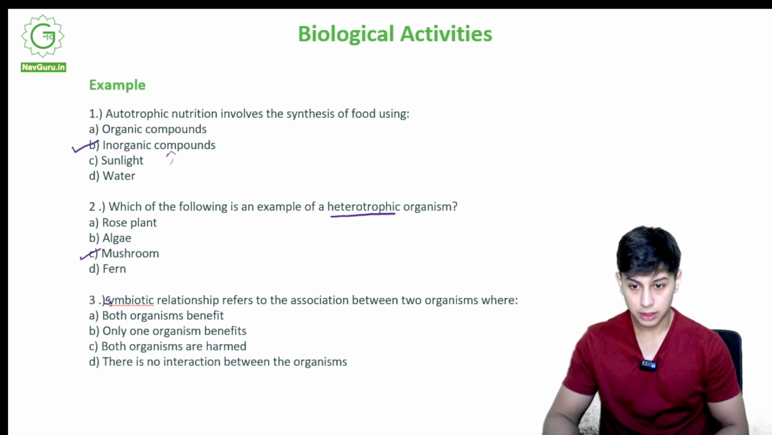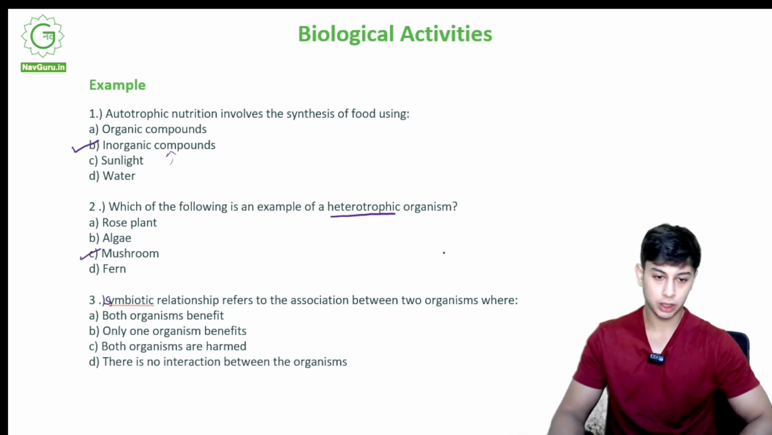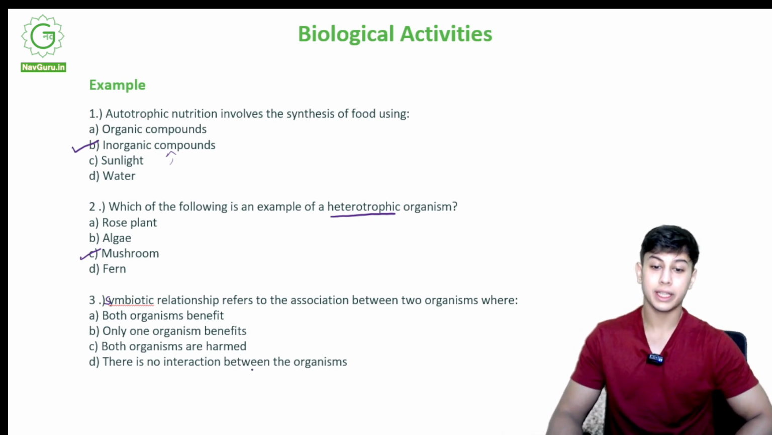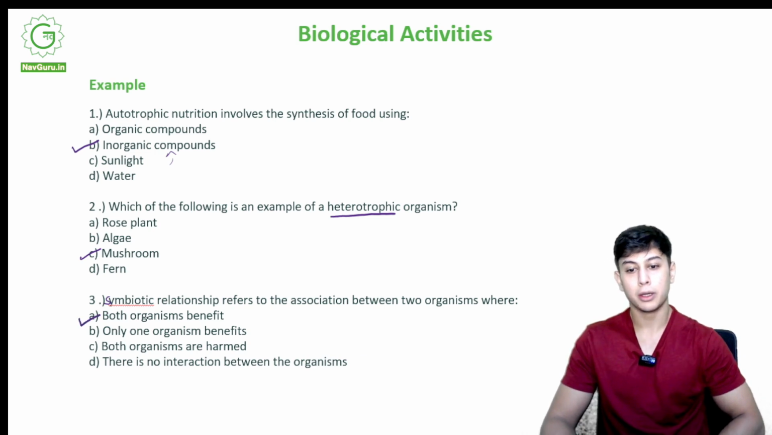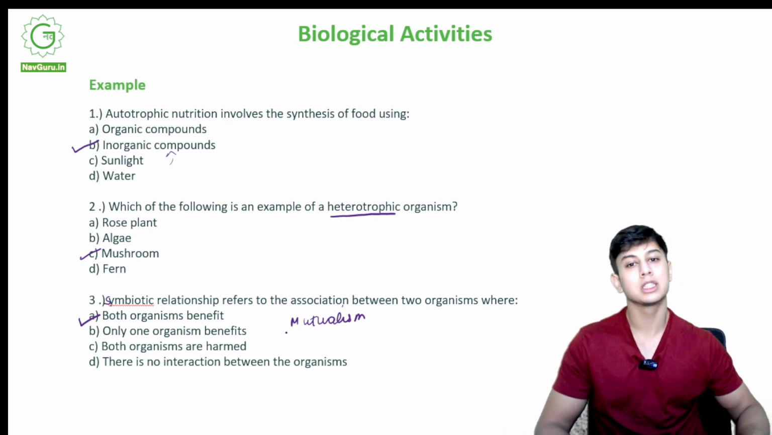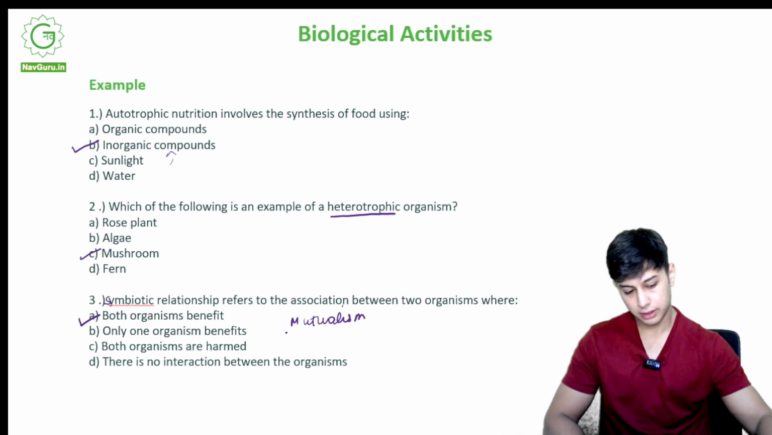Symbiotic relationship refers to the association between two organisms where what? Both organisms benefit, only one organism benefits, both organisms are harmed, there is no interaction between the organisms. Correct option is option A. Both organisms benefit. So it is also known as mutualism, where both organisms are benefiting. One gets protection, one gets food, or the other one gets food, one gets protection, or anything else, right?